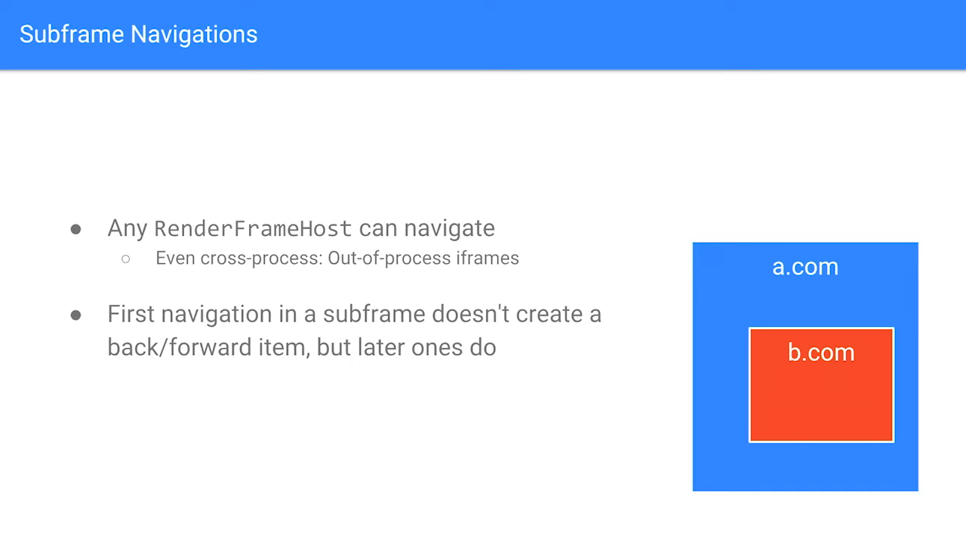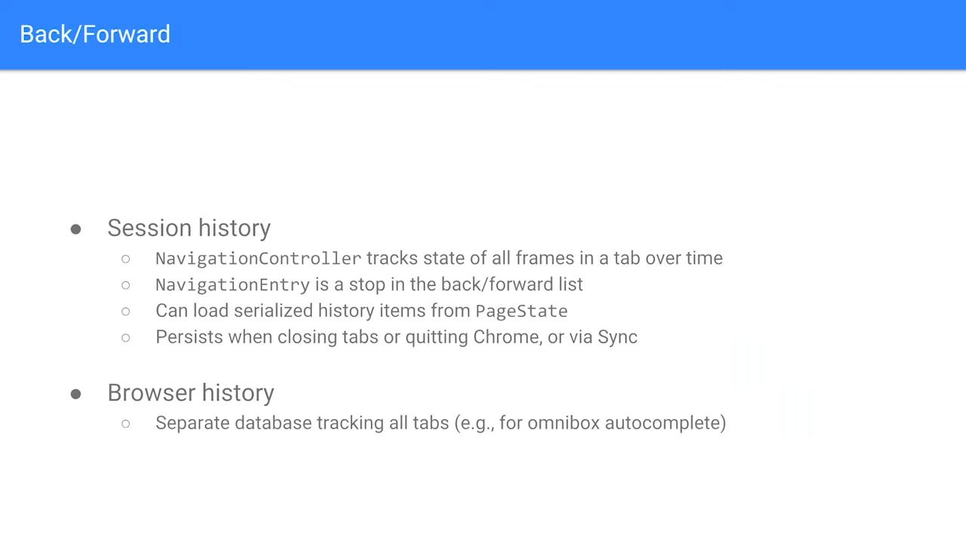Subframes are very different beasts. In most cases, they're almost the same. However, the one thing that is interesting is that the first document that commits doesn't create a new session history entry. It just kind of stays there. And when you click a link inside it, that starts adding to your session history. With out-of-process iframes and site isolation, we now know that A.com and B.com can actually run in separate processes.